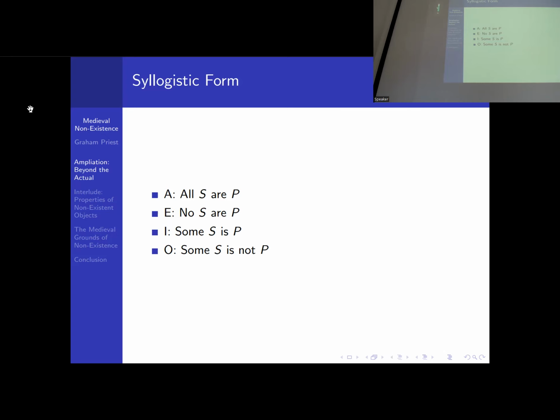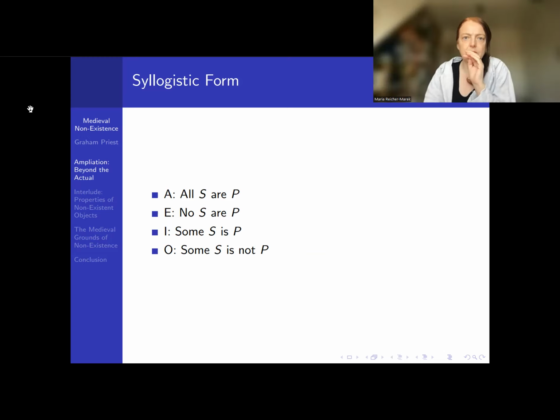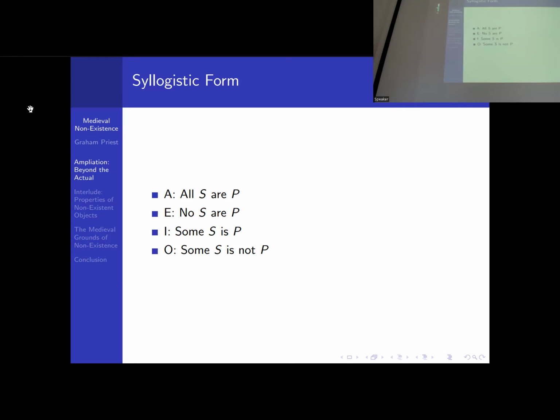All right. And the question is, if you've got an I statement, some S is P, what are its truth conditions? So, of course, people in the 14th century did not talk about truth conditions. Their theory was a theory of supposition, which is a theory of reference. But effectively, what these guys were doing was giving truth conditions for particular sentences with a particular quantifier, some. So, what are the truth conditions of some S is P if you're in the 14th century?